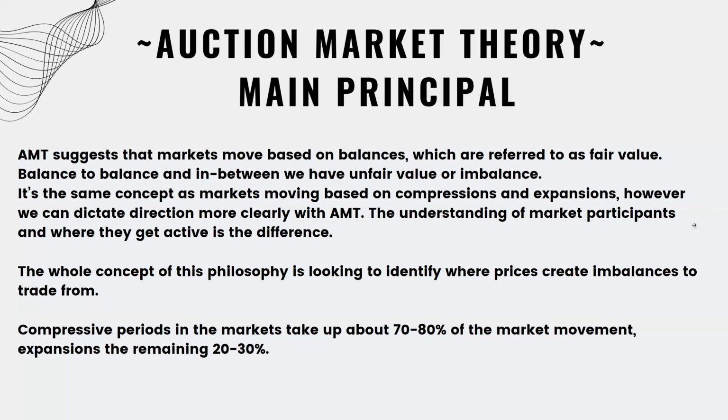So, as auction market theorists, what we're trying to do is identify where markets are theoretically imbalanced so we can find these larger moves. Now, remember, compressive periods in the markets take up about 70 to 80% of the market movement, and the expansions the remaining 20 to 30%. These compressive areas, as I mentioned before, are the balance, the fair value. It's where prices rotate, where prices congest, they create a lot of volume, they swing in a range. And eventually there's going to be something else that comes in that creates that expansion.